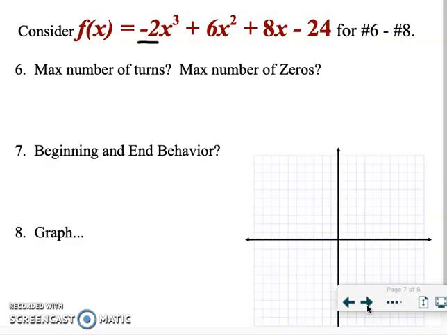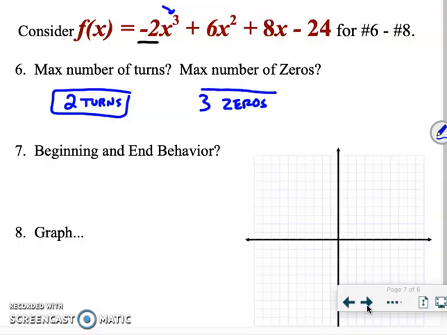All right, so the first thing we want to do is figure out the max number of turns and the max number of zeros. So the key to understanding that is that my degree is 3. So if my degree is 3, we have a maximum of 2 turns. Remember, the pattern there is the number of turns is equal to your degree minus 1. So again, 3 minus 1, 2 turns. The max number of zeros, we would say 3 zeros. The correlation now is that whatever your degree is, that is your maximum number of zeros.